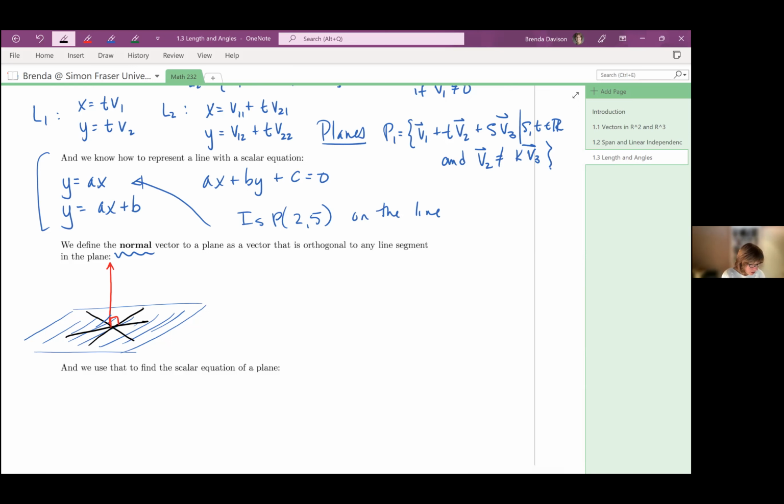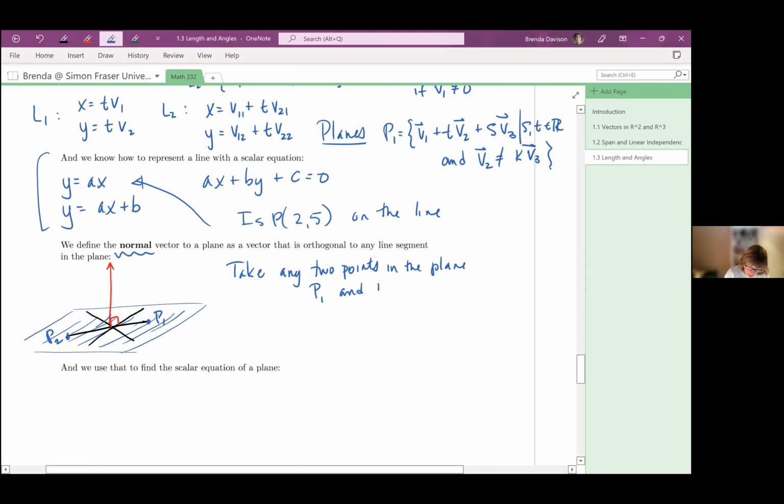Okay, so notice something here, and that would be if we take any 2 points in the plane. So let's just write this out so we can see what's happening. Take any 2 points in the plane. Okay, let's call them P1 and P2. Like, for example, P1 could be here and P2 could be here. So we've got 2 points in the plane. Then we're going to draw a vector between them.